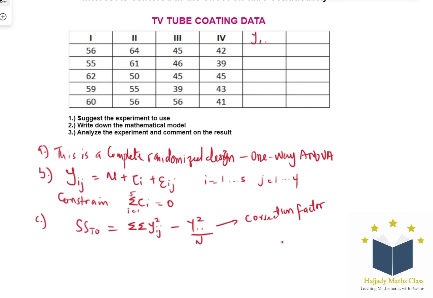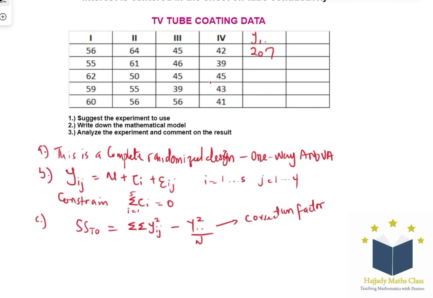That is the sum of the rows. Okay? So this is the treatment. So here, summing this row-wise, I'm going to have 207. That is 56 plus 64 plus 45 plus 42, which gives me 207.